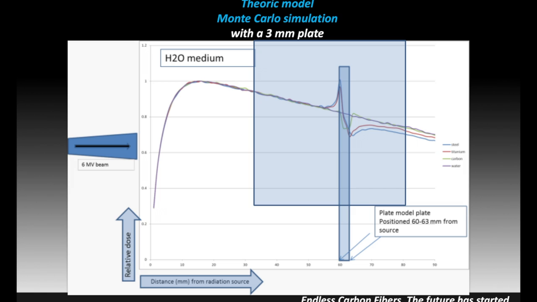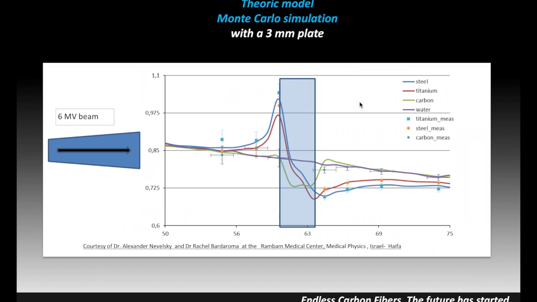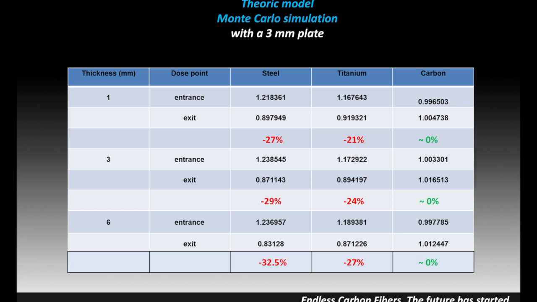And in this theoretical model of Monte Carlo simulation, we can see that the curves of steel, titanium, and carbon are different. And we will see later what that means. Also this dose-distance graph shows different curves of carbon compared to steel and titanium. And this is what it means.